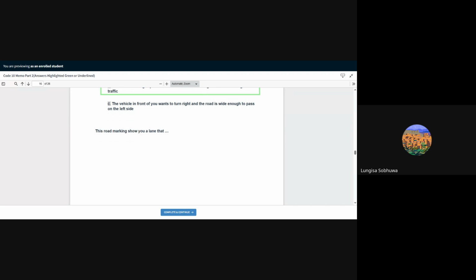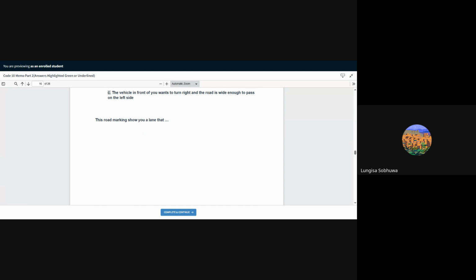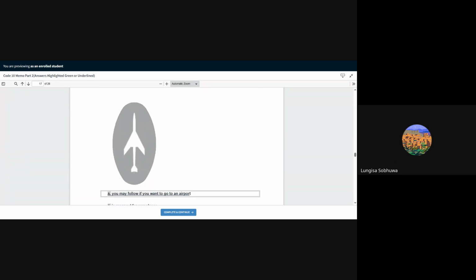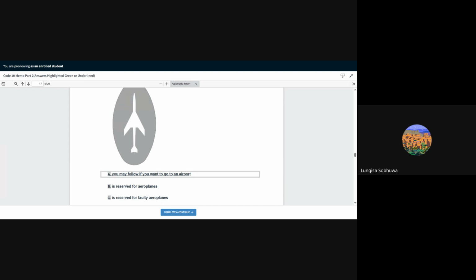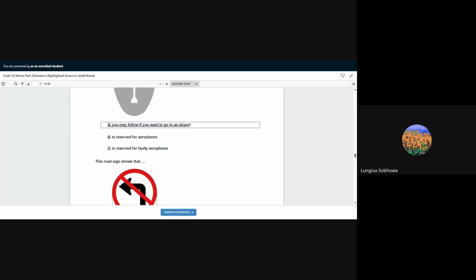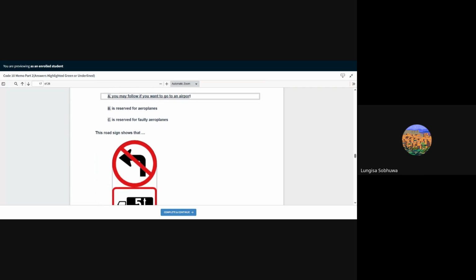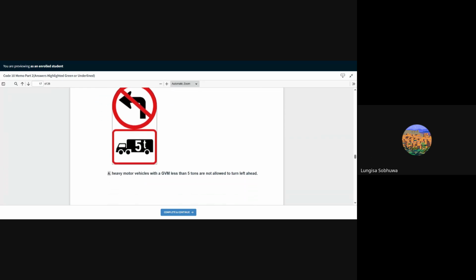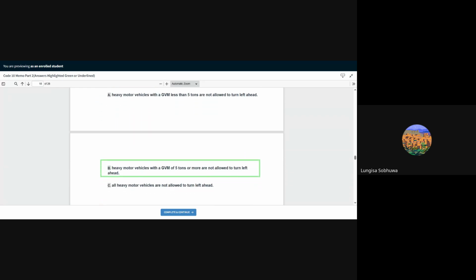This road marking shows you a lane. Here's the road marking. And the answer there is A, it shows you a lane you may follow if you want to go to the airport. Next question. This road sign shows you that the answer there is B. Heavy vehicles with a GVM, GVM stands for gross vehicle mass, of 5 tons or more are not allowed to turn left.